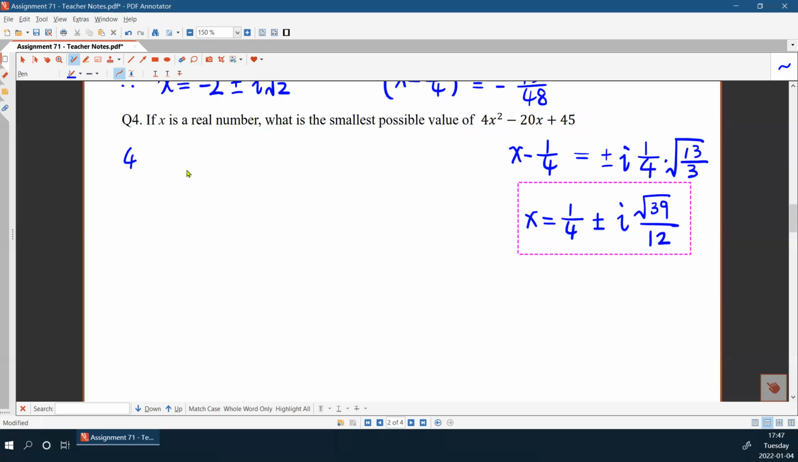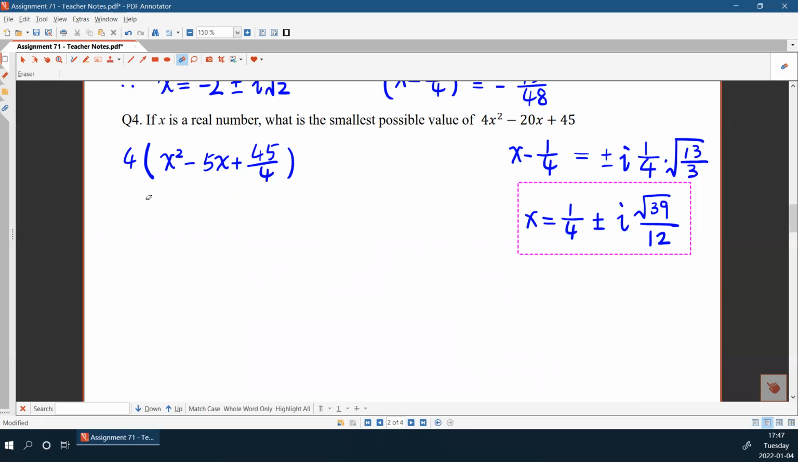If you put the common factor 4 outside, you will get 4 times (x squared minus 5x, then 45 over 4), right? The 4 is always there. Do not just cancel this, right? Because if you do not write 4 here, the new expression is different from the original one, right? Can you see that?